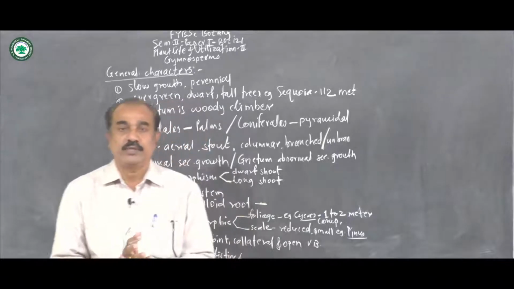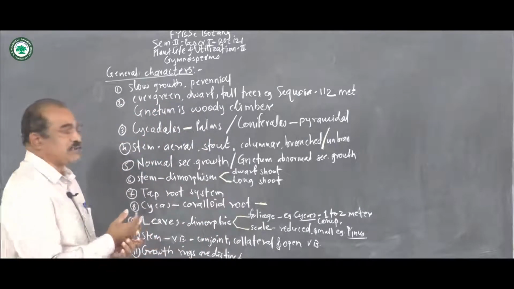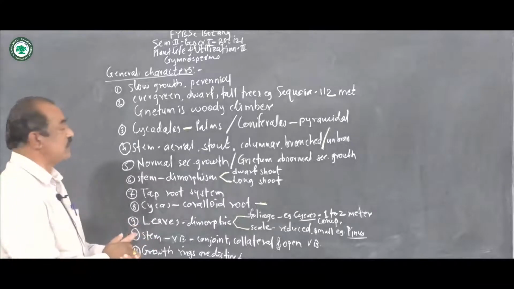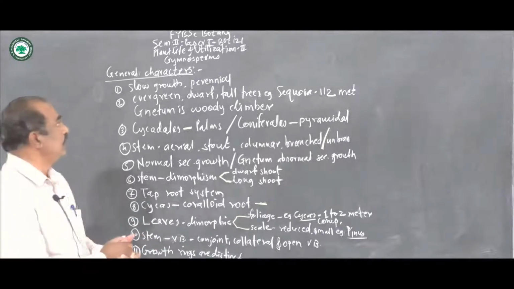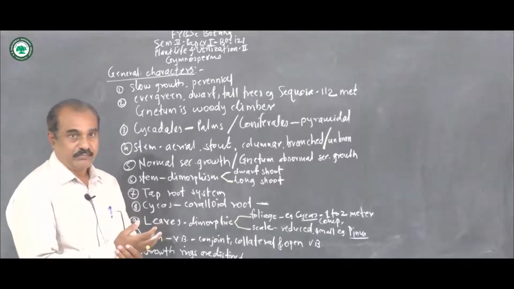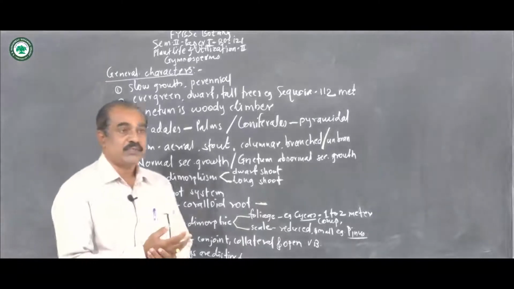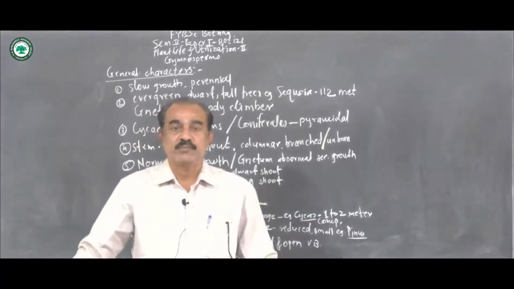Today, we are going to study F.Y.B.Sc Botany, Semester 2nd, Paper 1st, BO 121. And from this, Plant Life and Utilization 2nd. And from this, the name of the topic is the Gymnosperms. Now first, the general characters of the Gymnosperms.